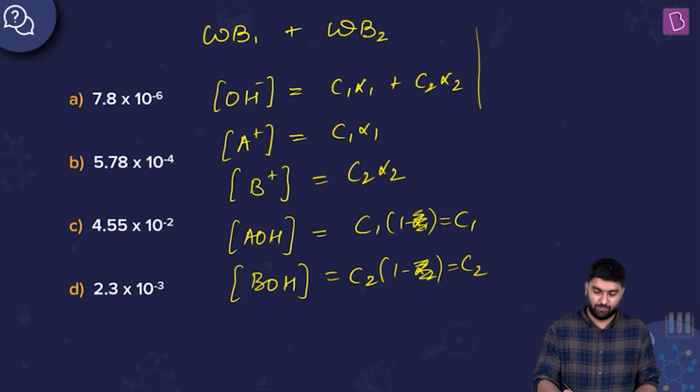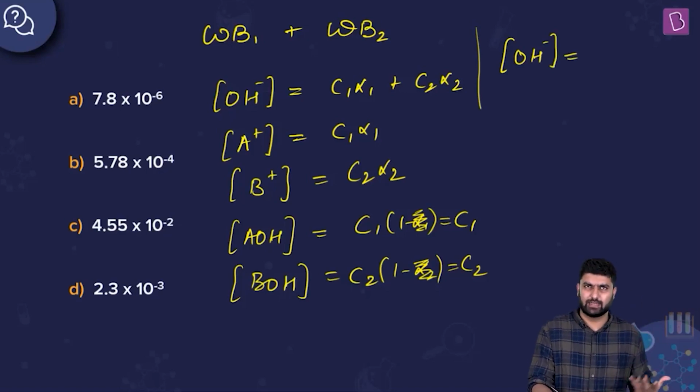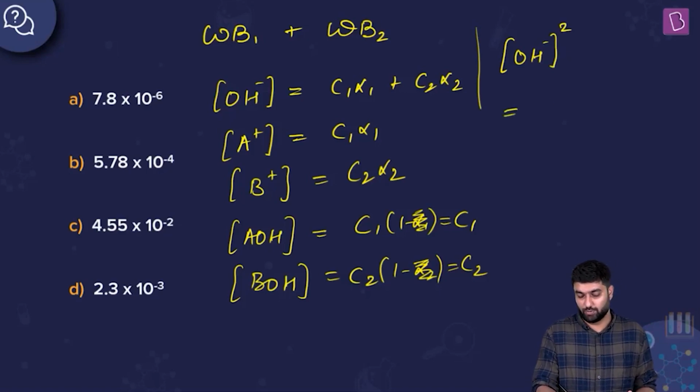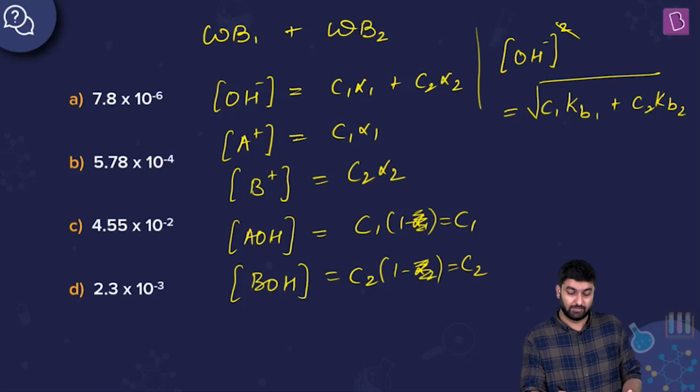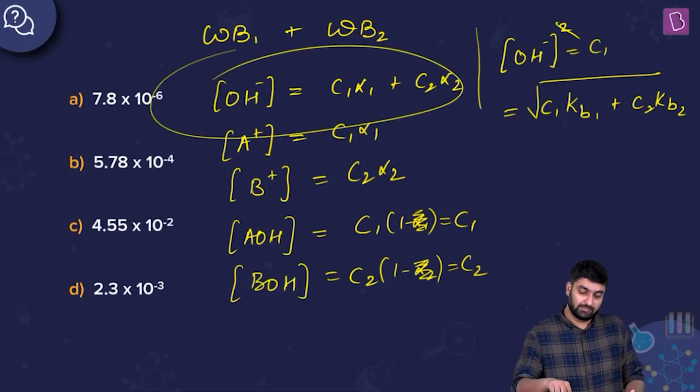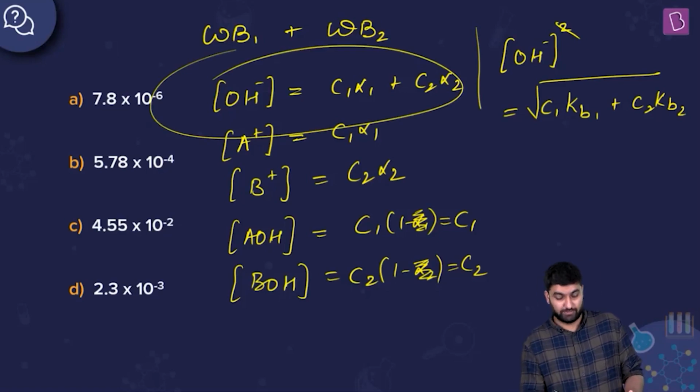Look, the OH minus concentration here is actually going to be what? I'm not going through the entire steps, but I think you can recognize what I'm going to write here. OH minus concentration squared is going to be equal to C1 KB1 plus C2 KB2. We can take the square root on either side, and this is what we get. But why is this important? Because this is equal to what we have written over here.